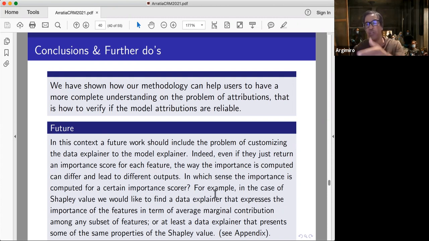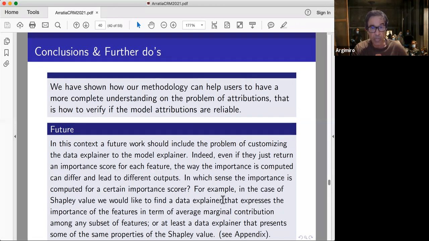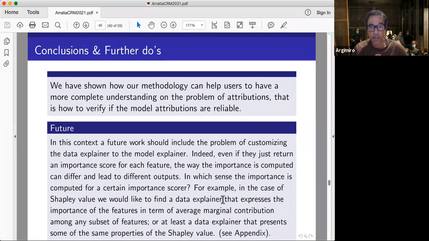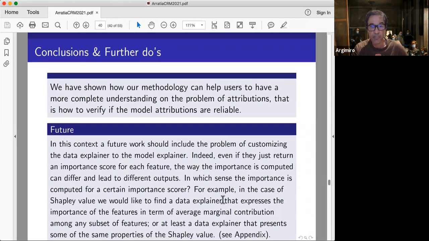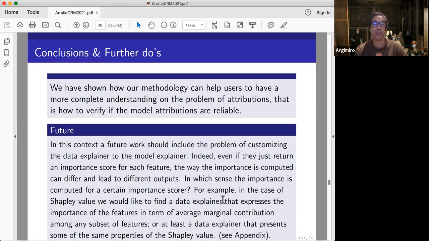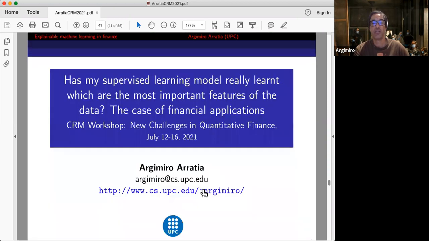I do have extra slides on that, but I don't have time to show them to you. I can just pass them to you. And the other thing that I had is the computation of Shapley values, the precise estimation of Shapley values. But I guess I have no more time and I'll stop here. Thank you very much.